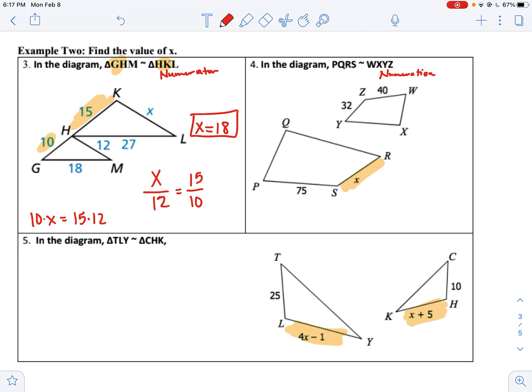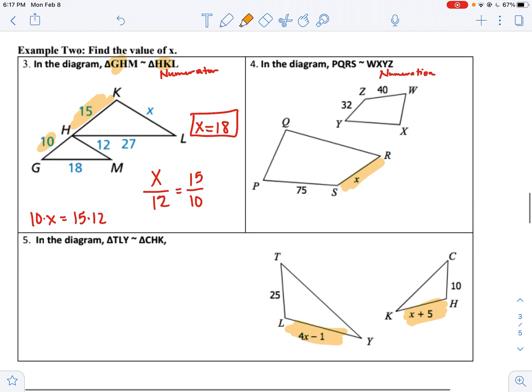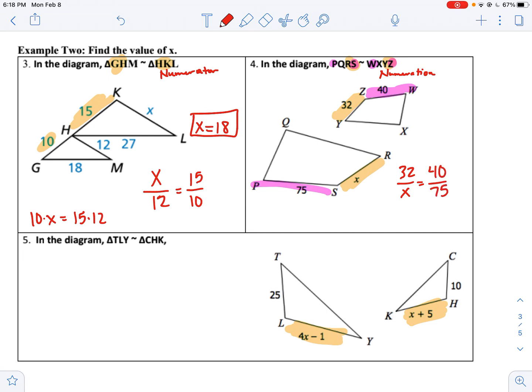Okay, let's check this one out. X is SR. Last two letters, YZ. So those correspond. So I should probably do 32 over x is going to be equal to ZW, last letter, first letter, so SP. So it should be 40 over 75.